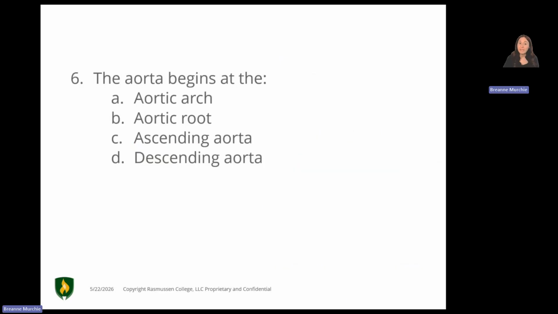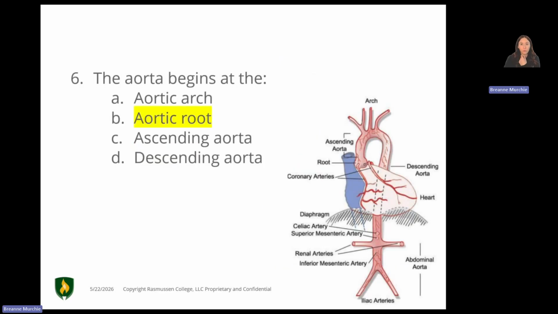Okay, the aorta begins at the aortic root. The root here, as you can see, if you can see my cursor, is going to be what physically attaches the aorta to the aortic semilunar valve. And so the left ventricle can supply the oxygen-rich blood into the aorta. So that's where it starts, at the aortic root.